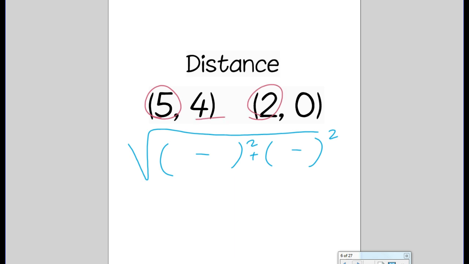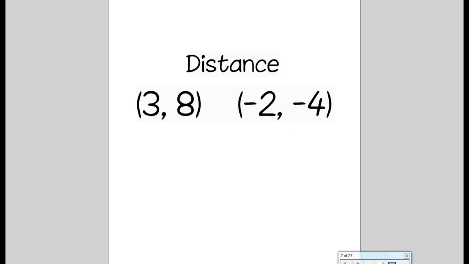164. Okay, so did you put 5 minus 2 and 4 minus 0? Did you put those? Oh, I didn't put the squared. Yes, squared is very important. So that's the square. Let's see. 5 minus 2 is 3, and 4 minus 0 is 4. So you're doing the square root of 3 squared plus 4 squared. And the final answer was? 5. The answer was 5. Another 3, 4, 5 again.